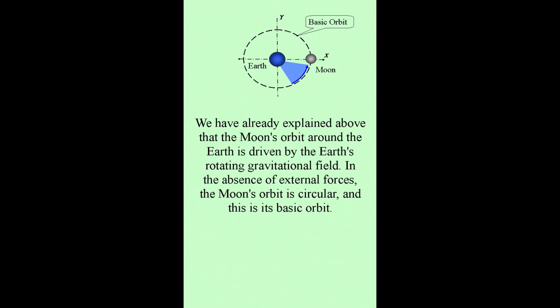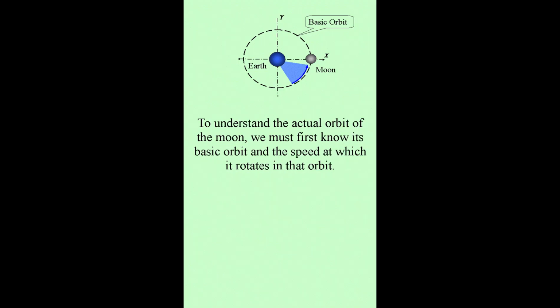We have already explained that the Moon's orbit around the Earth is driven by the Earth's rotating gravitational field. In the absence of external forces, the Moon's orbit is circular, and this is its basic orbit. To understand the actual orbit of the Moon, we must first know its basic orbit and the speed at which it rotates in that orbit.